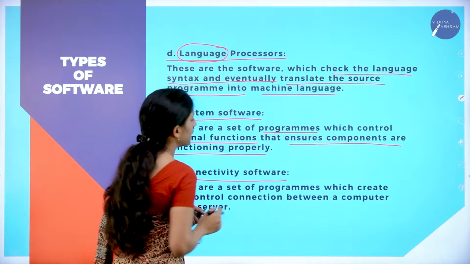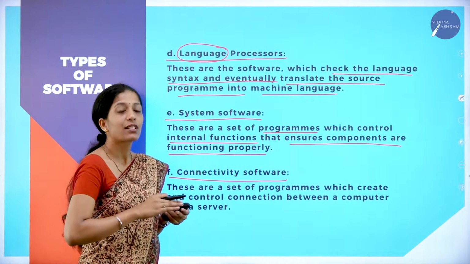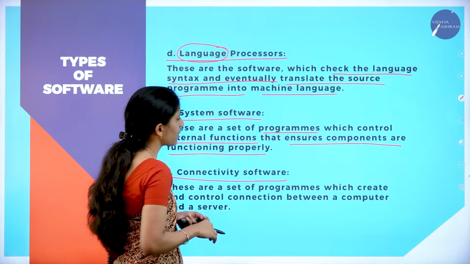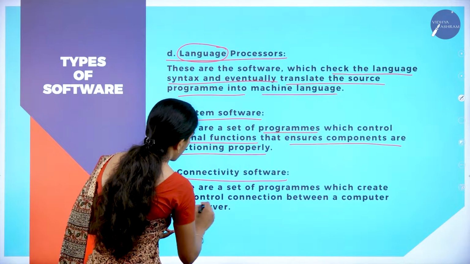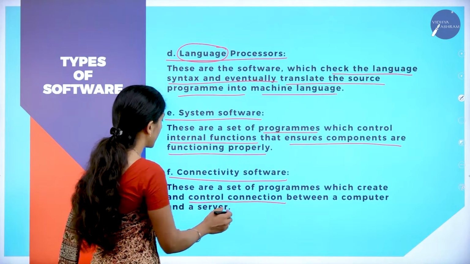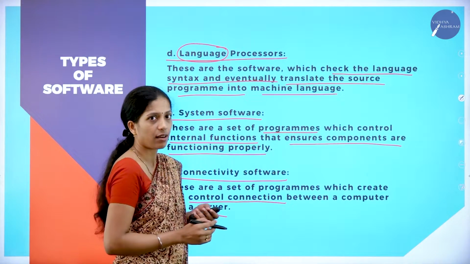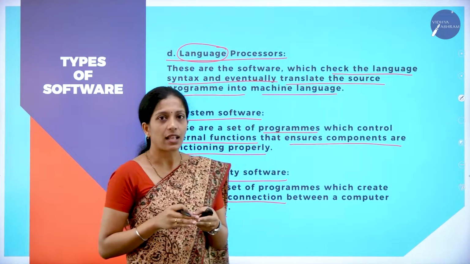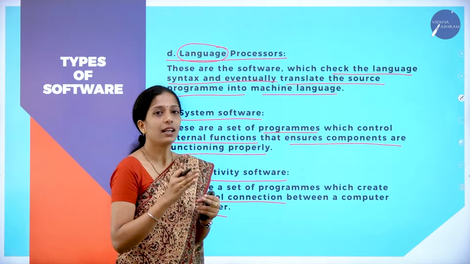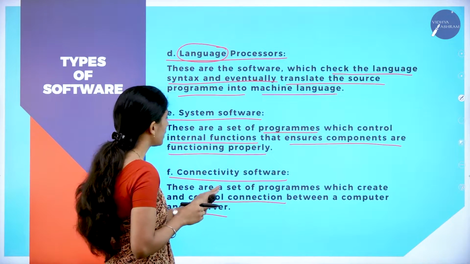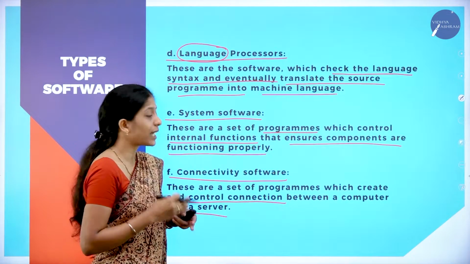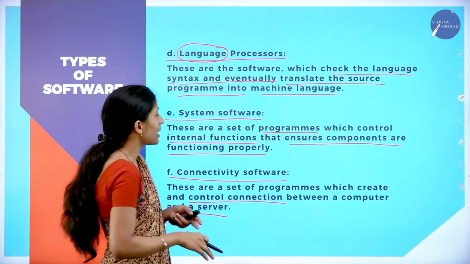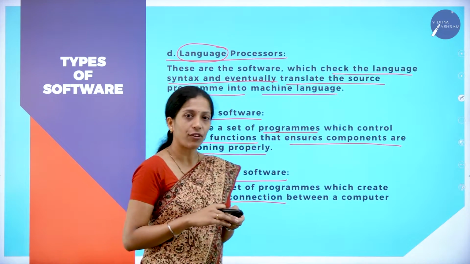Next one is connectivity software. So here this is relating to the connectivity or connection. These are the set of programs which create and control connection between the computer and the server. So it is a mediator between the computer as well as server. Here it acts as a connector. These are the set of programs which create connection between the computer as well as server. So these are the various types of softwares.